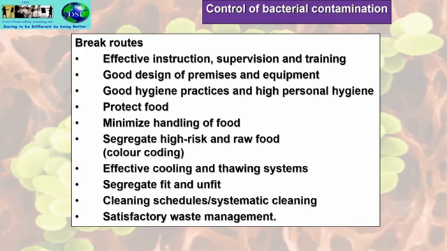Again, control of bacterial contamination. We can break routes by effective instruction, supervision and training. Good design of premises and equipment. Good hygiene practices and high personal hygiene. Protect food. Minimize handling of food. Segregate high risk and raw food. A good way of doing this is to have a colour coding system, especially with colour coded preparation boards and knives. Effective cooling and thawing systems. Segregate fit from unfit food. Cleaning schedules and systematic cleaning. And a satisfactory waste management system.